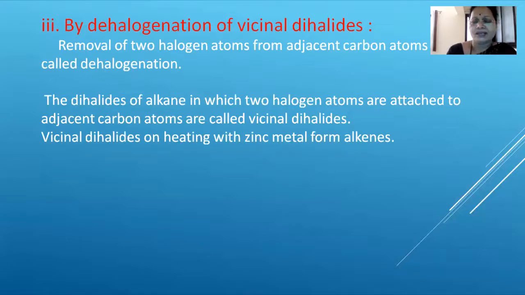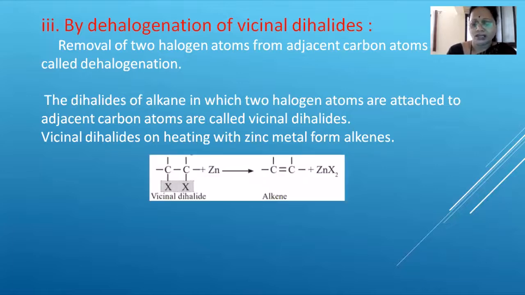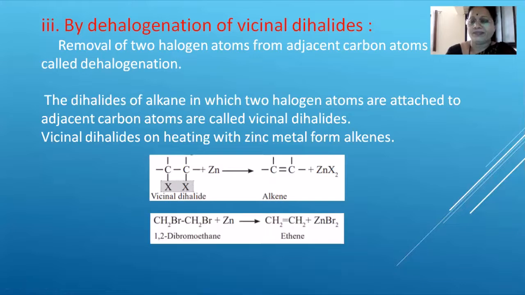Now the process here: a vicinal dihalide on heating with zinc metal forms an alkene. See here the general reaction is given. Two halogen atoms are attached to adjacent carbon atoms. When it is heated with metal zinc, zinc removes these two halogen atoms, forming zinc dihalide as a byproduct, and the remaining is alkene. For example, CH2Br, CH2Br.